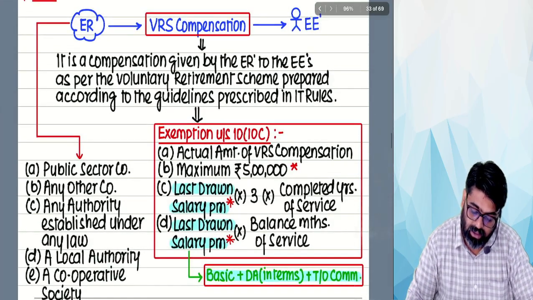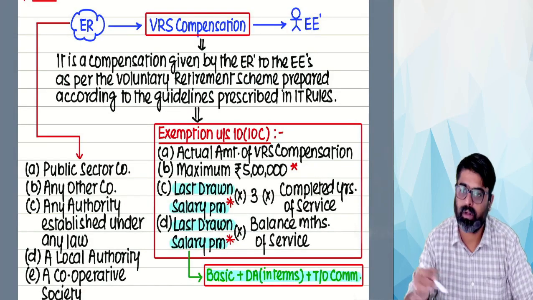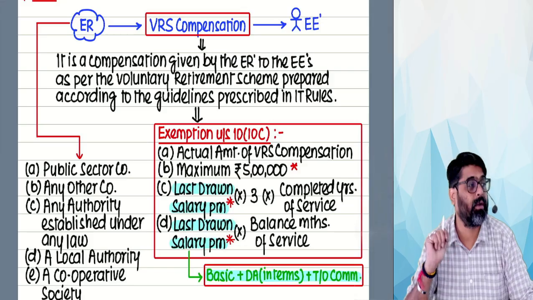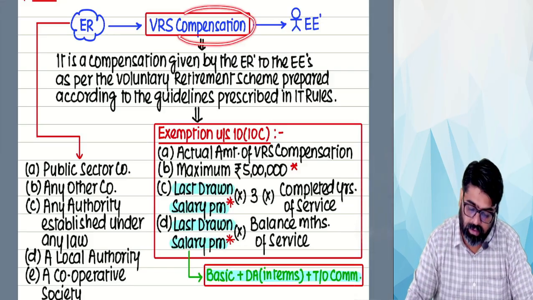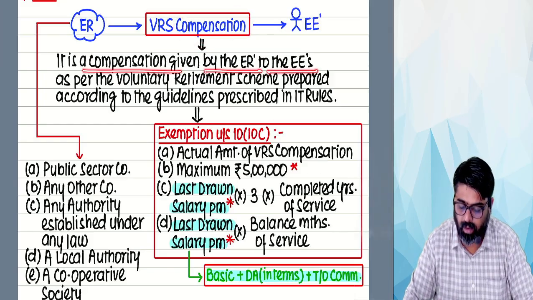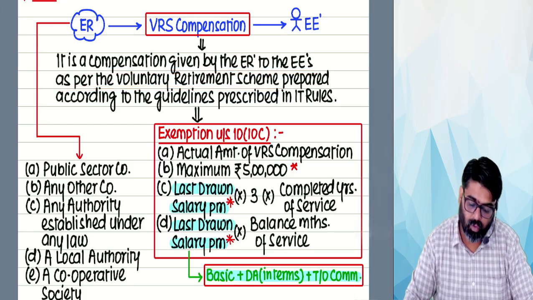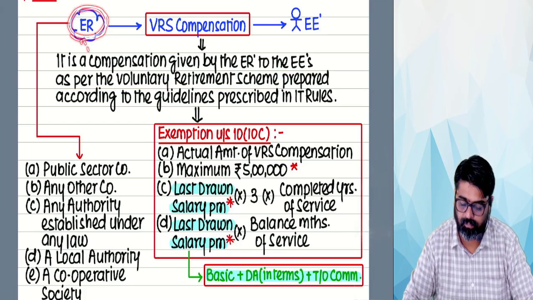Now see, as per this scheme, if you are covered in this scheme, you can take early retirement, meaning voluntary retirement. And if you take voluntary retirement, you are going to get the compensation. So it is a compensation given by the employer to the employees as per the voluntary retirement scheme. Now, who will prepare the scheme?